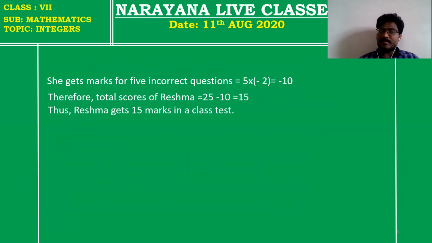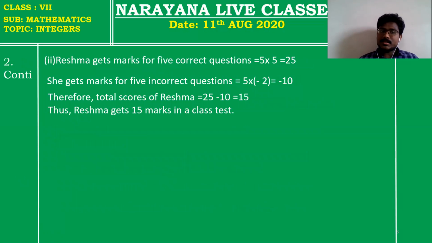Now Reshma's correct answers: 5 correct answers. She will get 25 marks for correct answers, and she has done 5 incorrect questions. For that she is losing 5 into minus 2, that is minus 10 marks. Then her marks are 25 minus 10, that is 15 marks. So Reshma got 15 marks in total.